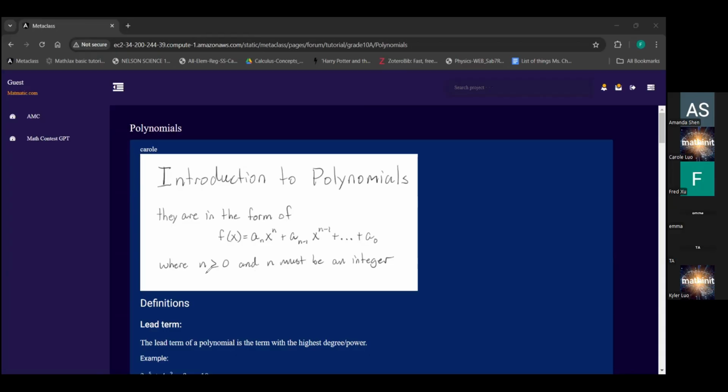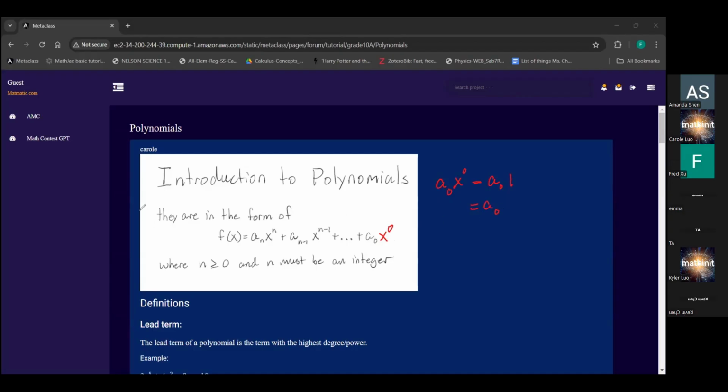So basically, n cannot be any fraction, it cannot be any negative number, and it cannot be a decimal. And something to note here, a of 0, there is technically an x here, so this would be the entire term. But remember, any number to the power of 0 is just equal to 1. So this, a of 0 times x to the power of 0, is just equal to a of 0 times 1. And we don't really ever write the 1 here, so that's why it's just written as a of 0.